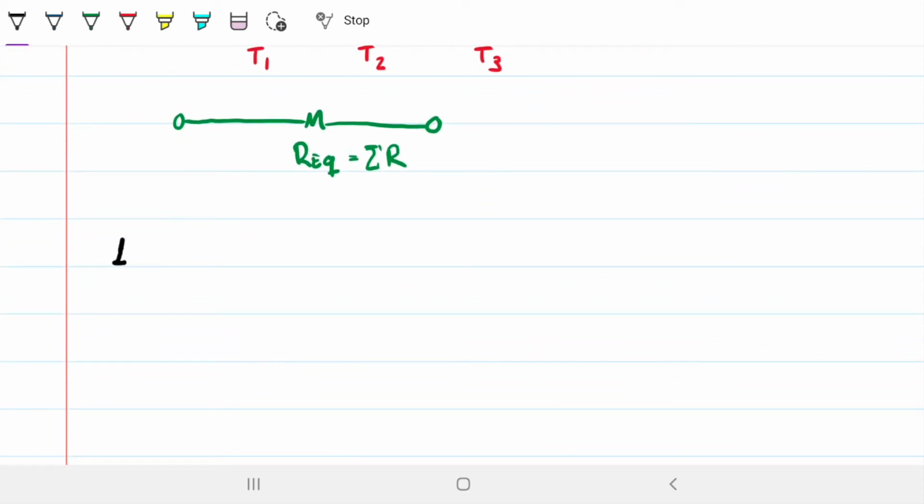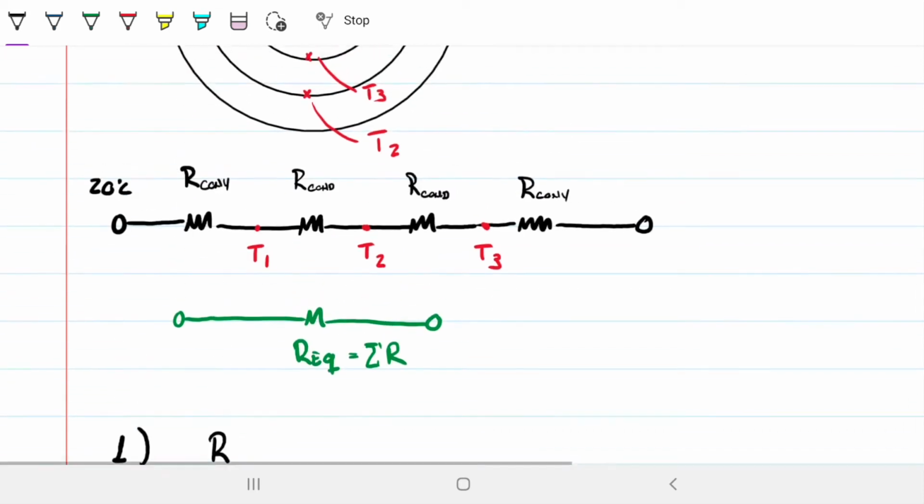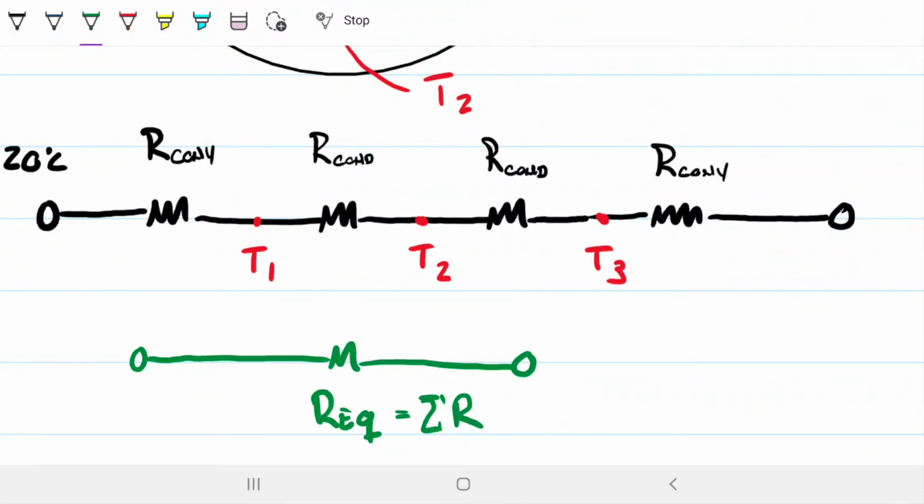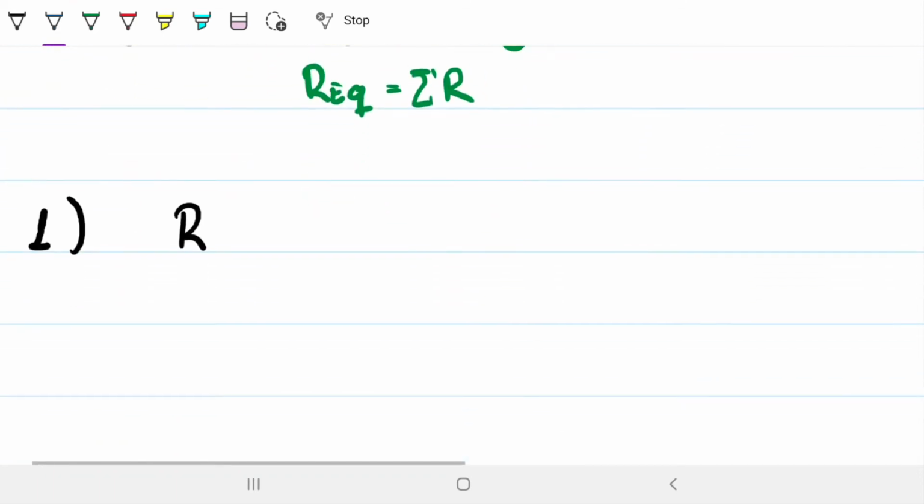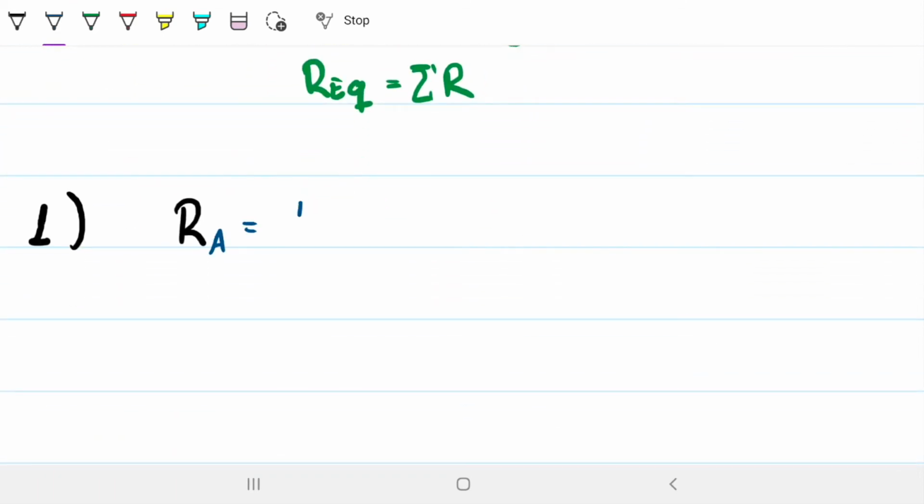So in order to solve part 1, what we're going to do is first find the resistances. Let me just give them some names: RA, RB, RC, and RD. Okay, so let's start with RA. That's going to be resistance due to convection, so that's just the coefficient on the outside and the outside surface area. So that's just going to be 1 over the outside coefficient, which is 5.82. That's the one between air and the asbestos.